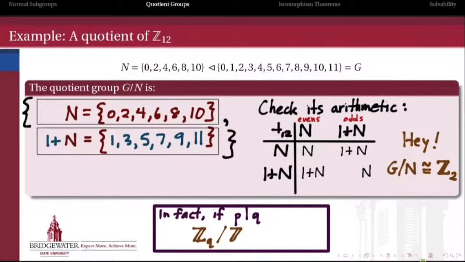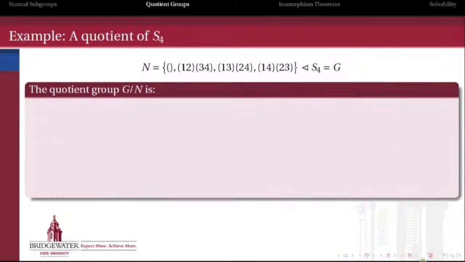In fact, because the cyclic groups are all abelian, any of their subgroups are normal subgroups, and if P divides Q, in other words, if Q is a multiple of P, then we can show that Z mod Q, quotiented out by Z mod P, is really just Z mod Q divided by P. This may be where the quotient group language comes from in the first place. So in this example, what we really had was Z mod 12 quotiented out by H, which is isomorphic to Z mod 6. And their quotient was isomorphic to Z mod 12 divided by 6, which is 2.